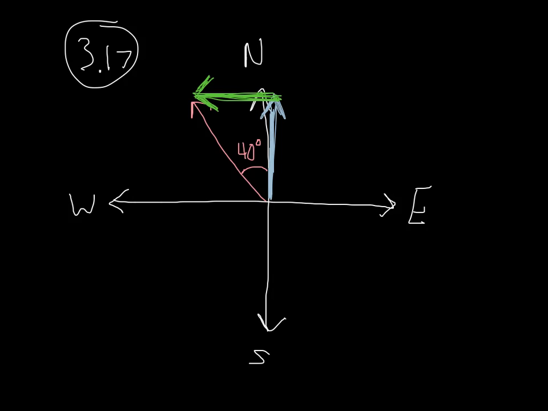They give us in the problem that the magnitude of that vector is 12 kilometers. And they ask us to find the north part and the west part. Which one is the north vector, blue or green? Blue is north. Which one is the west vector? Green, process of elimination. How do I find the blue vector? Trig function. Which trig function can I use?